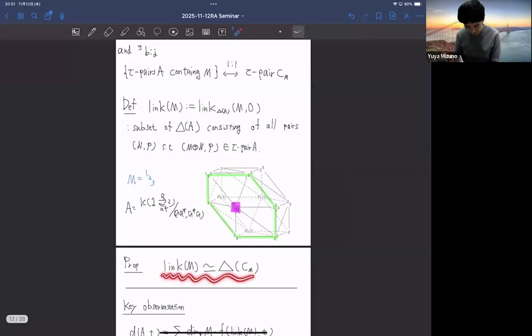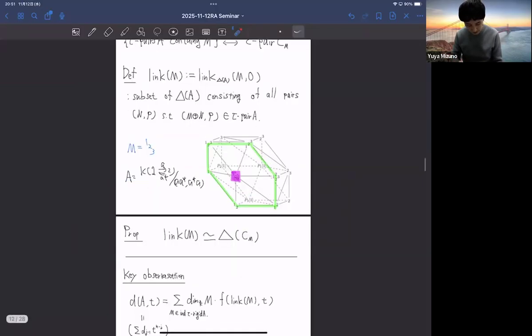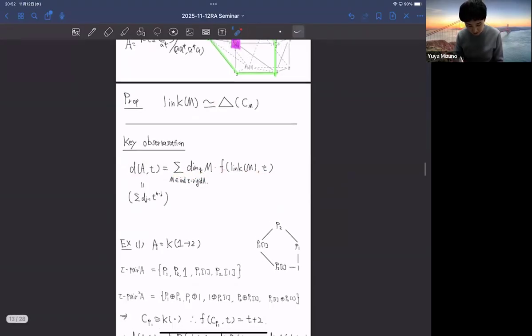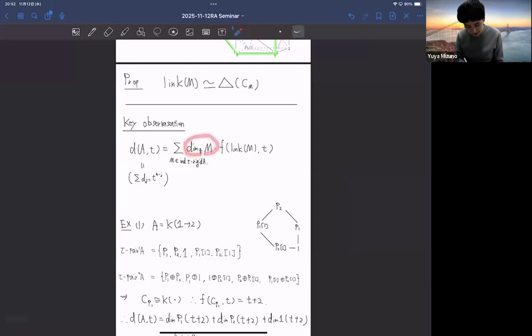So more precisely, we can get the following isomorphism. This link is given by the simplicial complex of this small algebra. By using this fact, we get the following key observation. This d-polynomial can be calculated as follows. Just consider the indecomposable tau-rigid M and multiply these f-polynomials of the link of M.